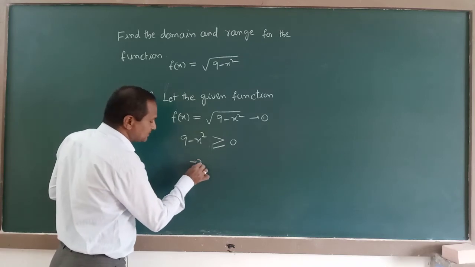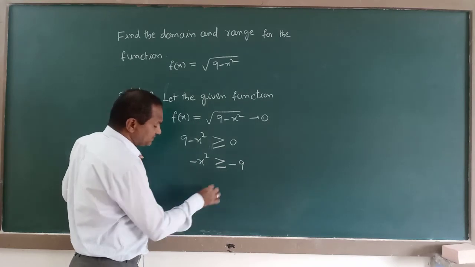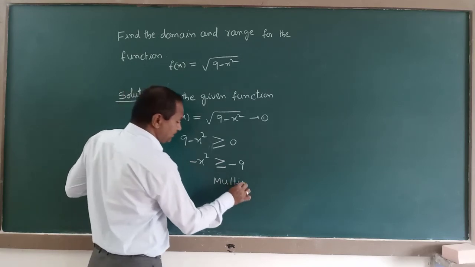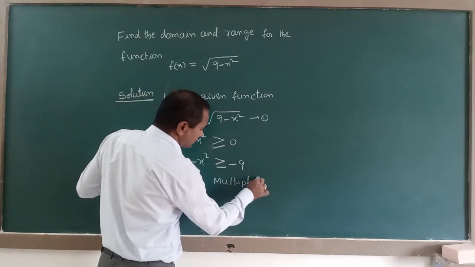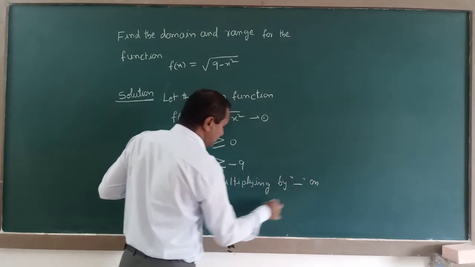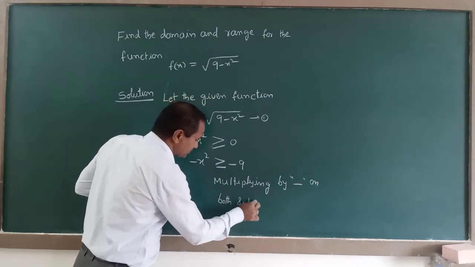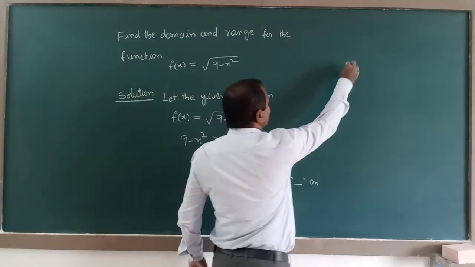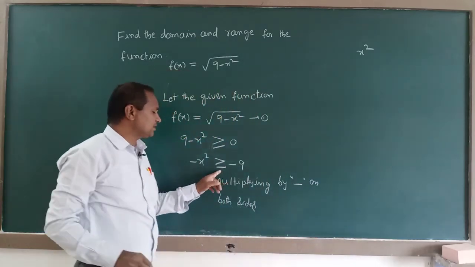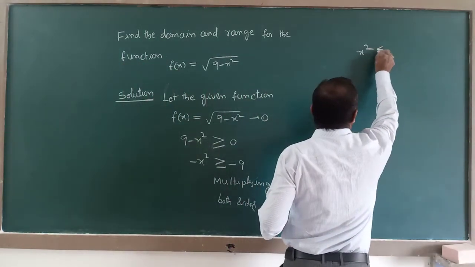Or we can write minus x square less than or equal to minus 9. Multiplying by minus on both sides, the inequality will change. Whenever multiplying by minus on both sides, greater than or equal to becomes less than or equal to. Then you will get x square less than or equal to 9.